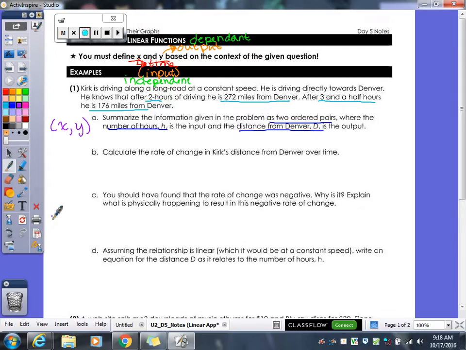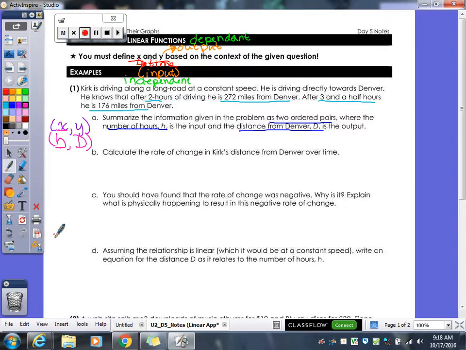So which one would be like my x, the h or the d? The h, because remember I told you x is always time. H they told us is number of hours. So h is like my x. I'm going to treat it like my x. Therefore, D is my y. So H is my independent, D is my dependent. Can't figure out my distance from Denver until I know how long we've been driving for.